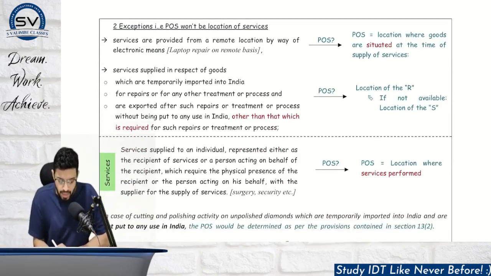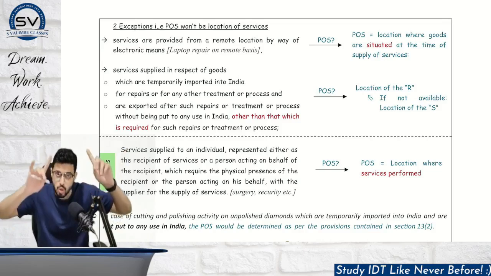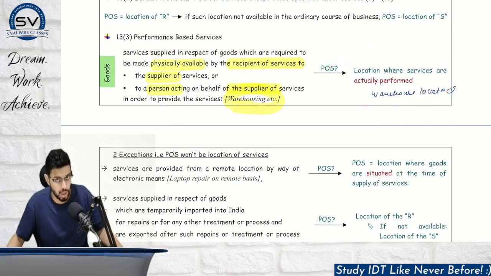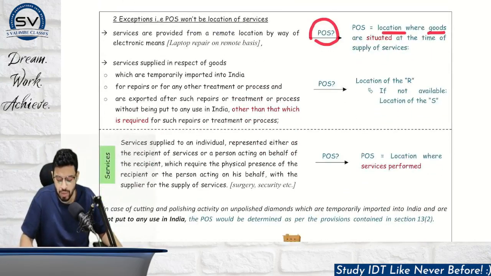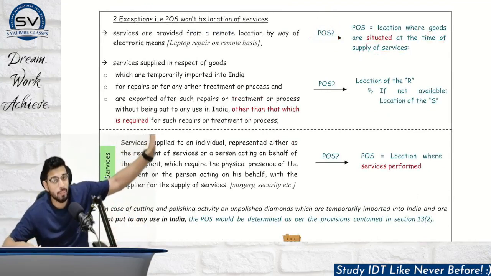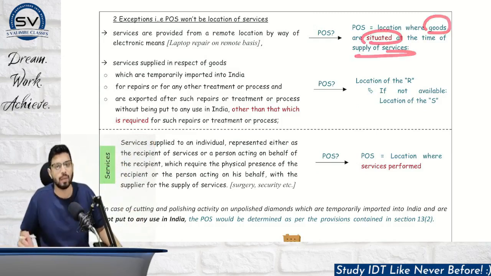See, if services are performed from a remote location by way of electronic means, let's say I'm getting my iPad repaired from an engineer in the US. What is the place of actual performance of service? It is the US, right? Because the service of repair is happening in the US. He is the person who is giving the service. So ideally, if this was not an exception and the general rule had applied, that is the location where the services are actually performed, the place of supply would have been the US. But now here the place of supply shall be the location where goods are situated at the time of supply of services. So my iPad currently is in Pune. The engineer is providing repair service from the US. Place of supply shall be Pune because the goods were situated in Pune at the time of supply of service.